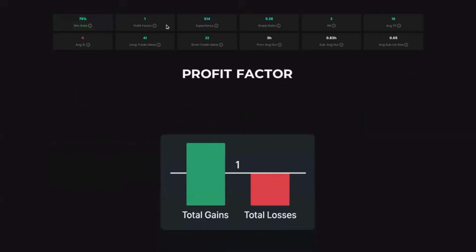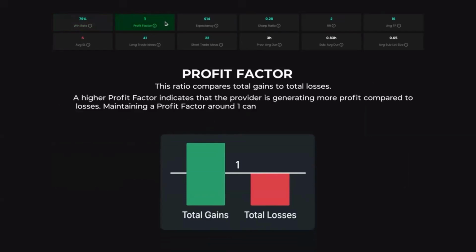Profit factor. This ratio compares total gains to total losses. A higher profit factor indicates that the provider is generating more profit compared to losses. Maintaining a profit factor around 1 can be viable with strong risk management and consistent execution.